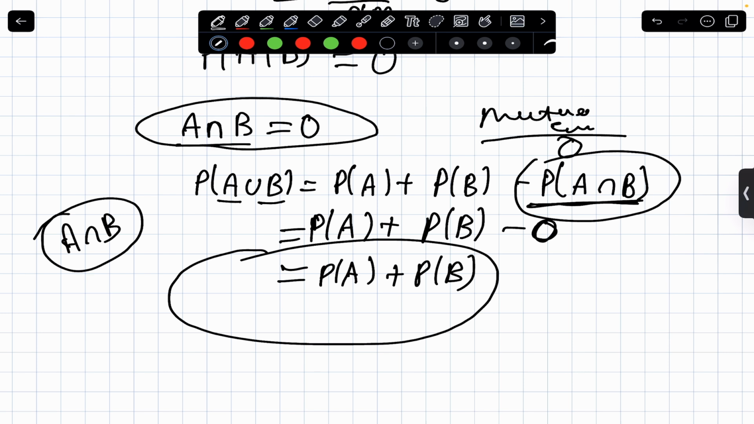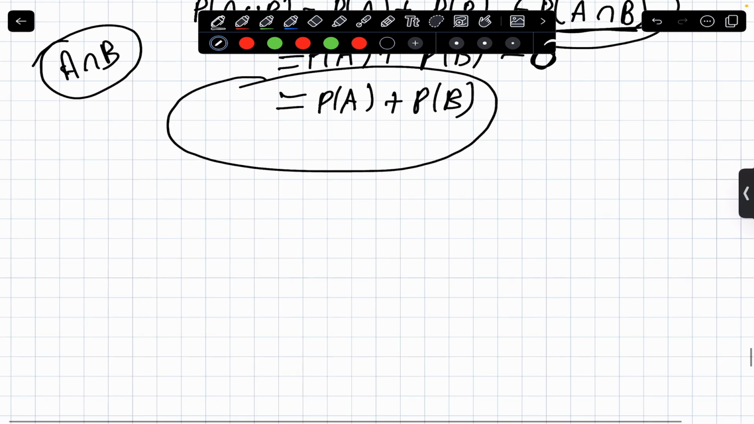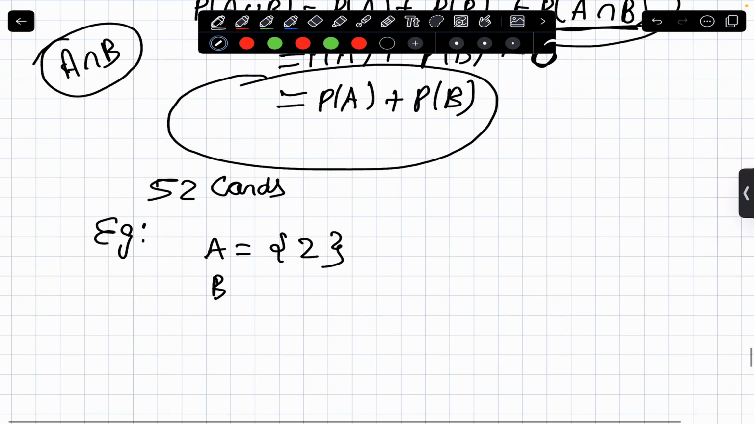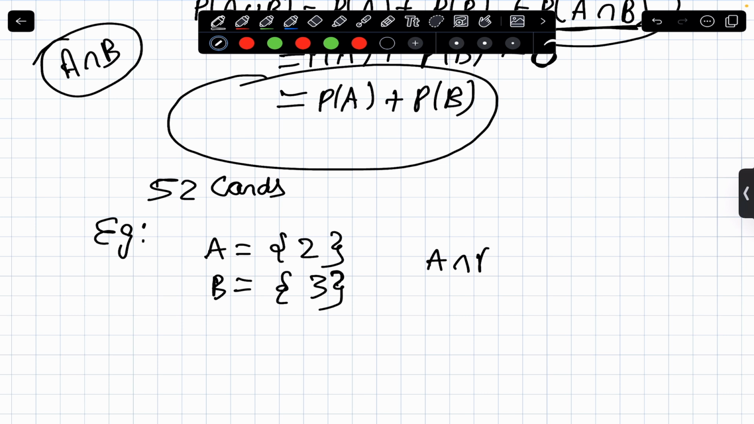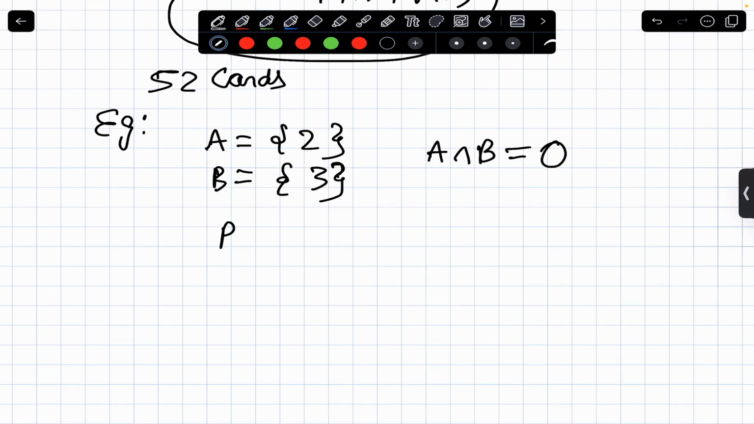Okay, got this? So let's take an example with it. In the 52 cards, the example is that we have two events. The event A says that the card will be 2, and we have another event which says that the card will be 3. Now, is there anything common between 2 and 3? No, nothing. Then what will be the intersection of event A and B? Zero. Simply zero.